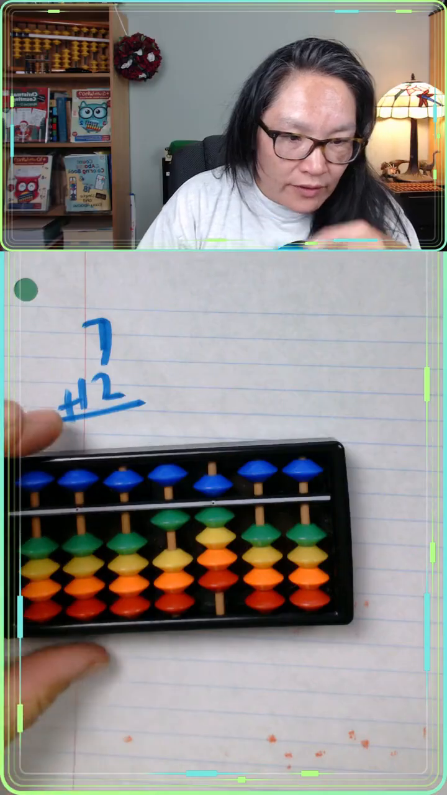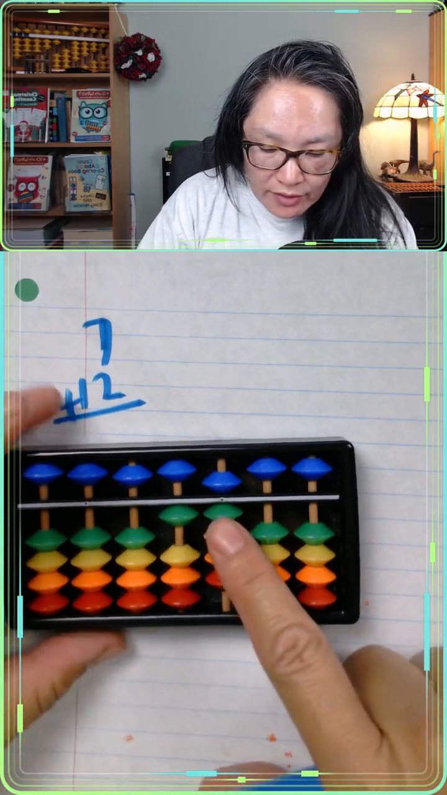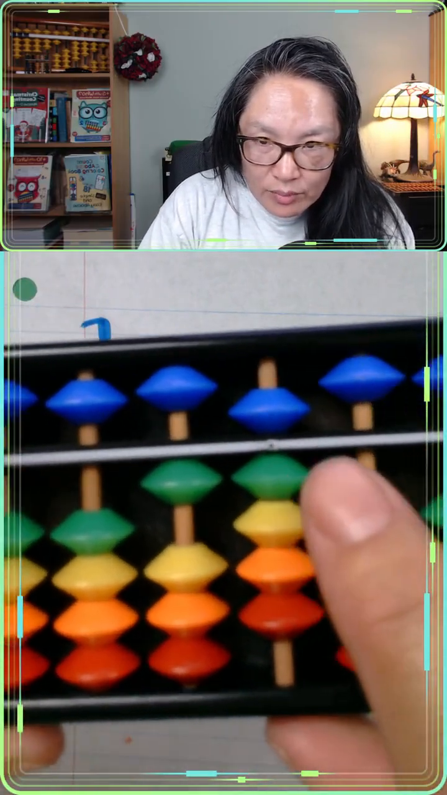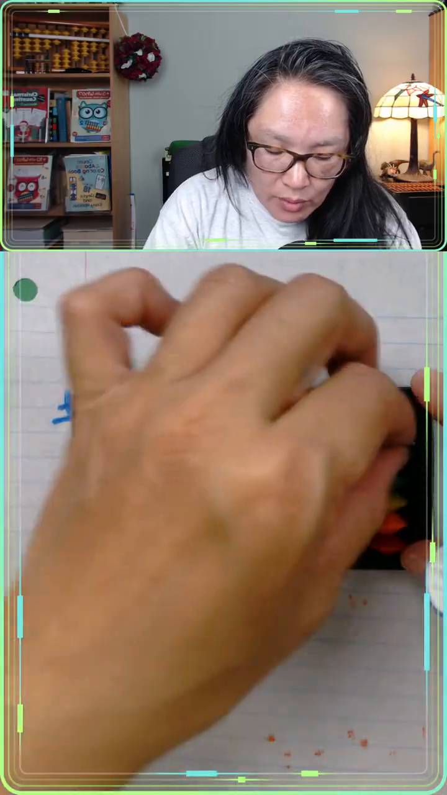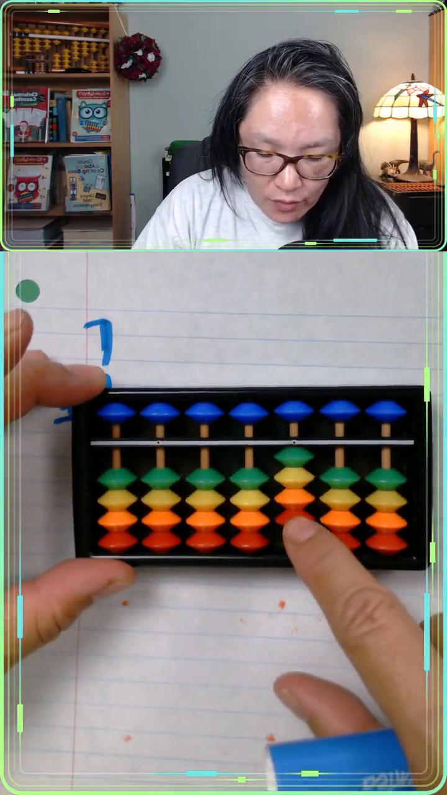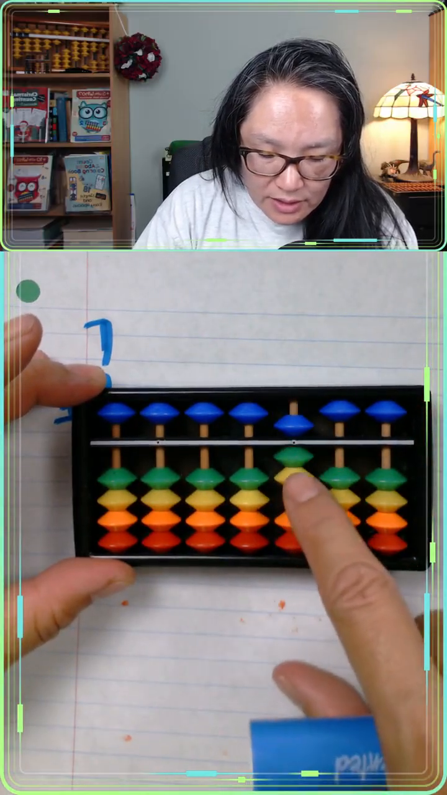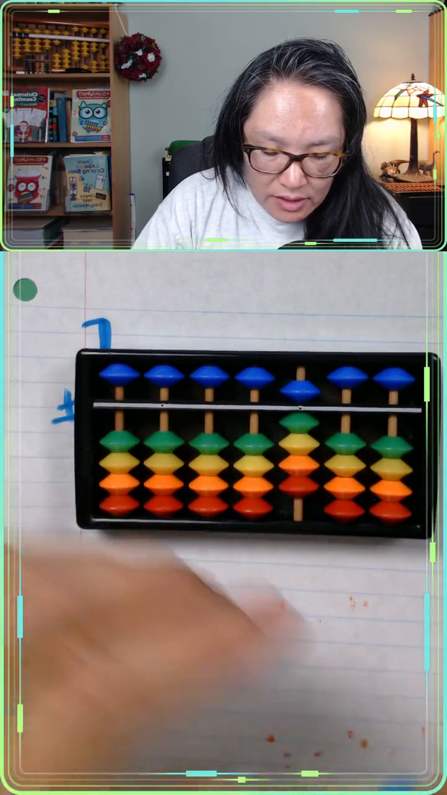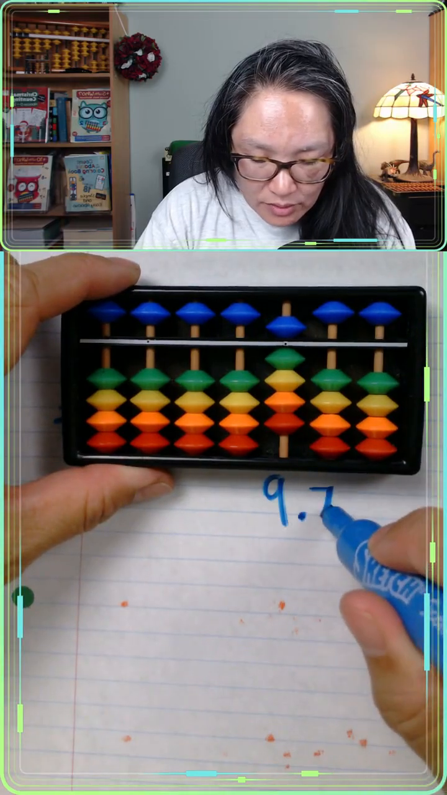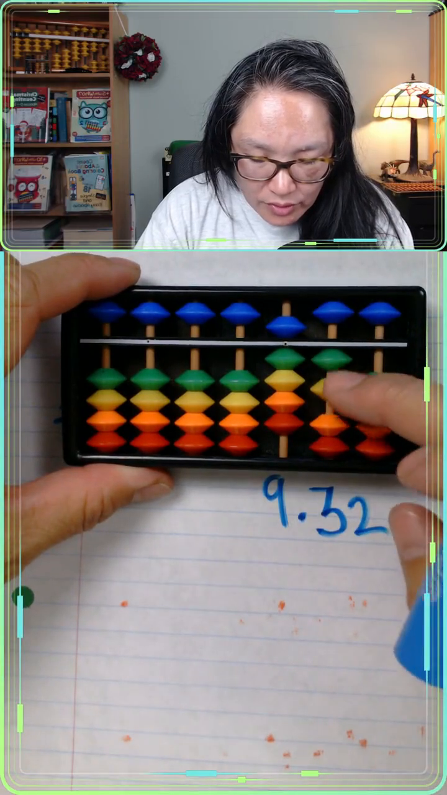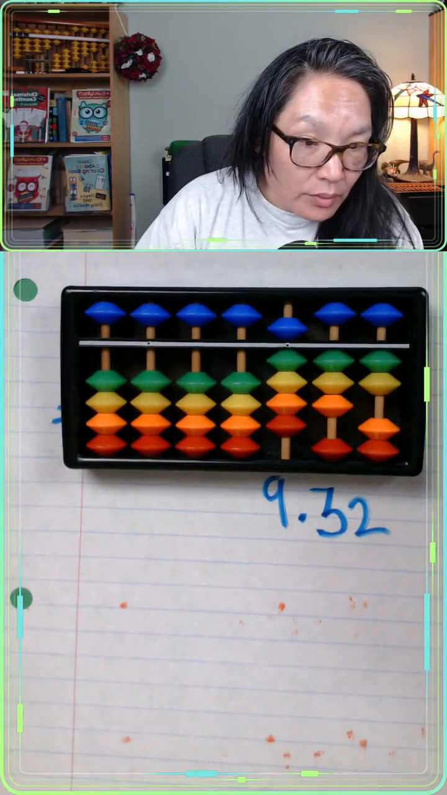I see you started at 500. No, I didn't start at 500. This is the ones. If you see that there's a little dot here, this is my ones place. So my ones, 1, 2, 3, 4, and then 5, 6, 7, 8, 9. Here is my decimals. So this would be 9.32. That's what that would be.